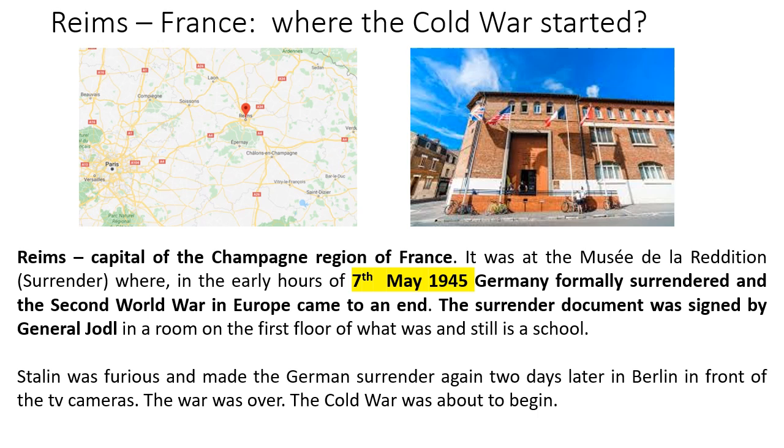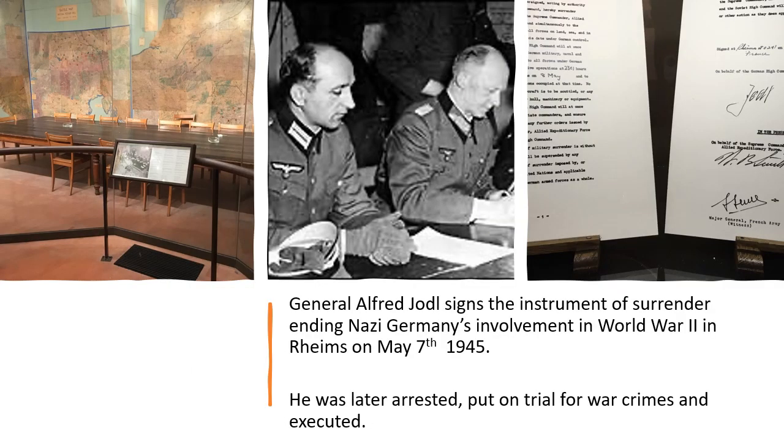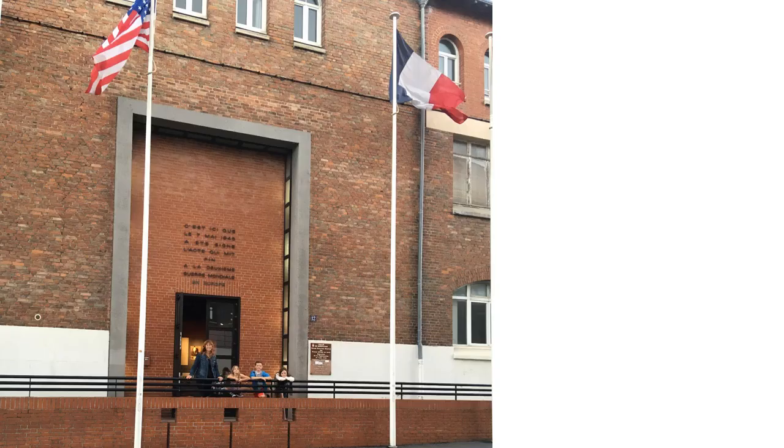Two days later, the Germans had to surrender again to Stalin because he was not happy. There is Jodl signing the unconditional surrender. He was arrested, put on trial at Nuremberg, and later executed. And there's my family in 2018 when I dragged them along for a very exciting visit to this museum where the surrender was signed. Look at them all thrilled to bits to be there.